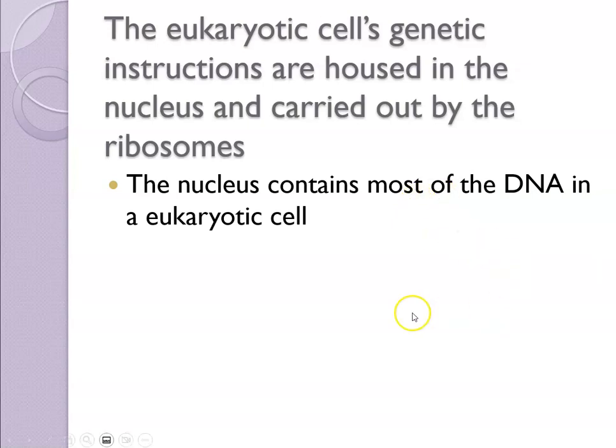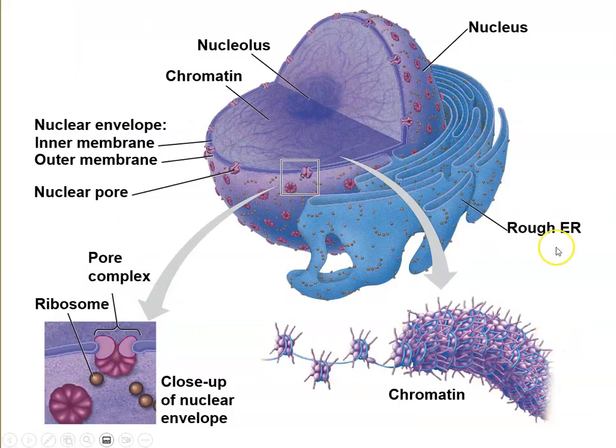Let's take a look at the nucleus and its associated structures. As shown here, the nucleus has several different aspects to it. The entire structure here, shown as the purple, would be the nucleus. Adjacent to the nucleus is the rough endoplasmic reticulum. And notice how it has the little red dots. Those are ribosomes. So we'll come back to that.